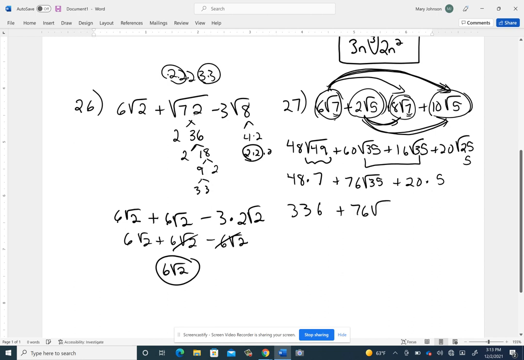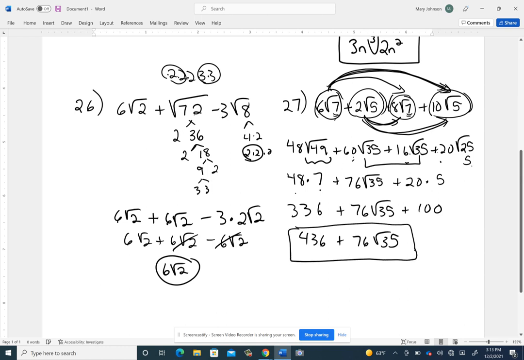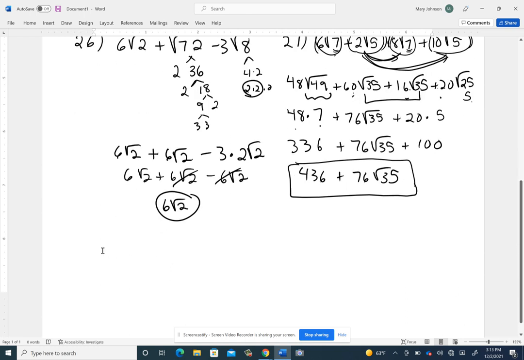Okay, and then here we have 100 at the end. So we wind up with 436 plus 76 square root of 35. All right, let me just double check myself. So 48 square root of 49, 60 square root of 35, 16 square root of 35, and 20 square root of 25. Those are like terms. Yep. And then those can't go together anymore. So that would be my final answer.